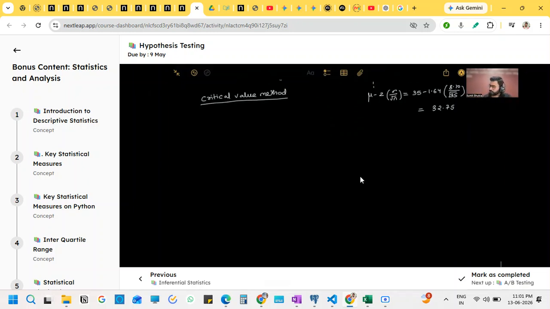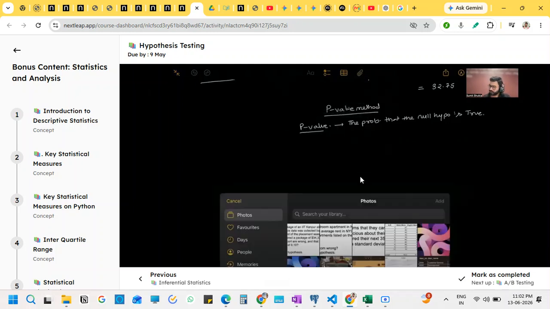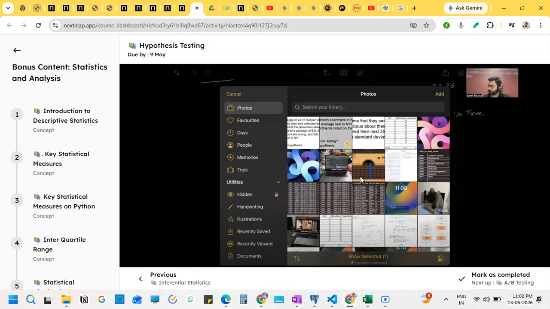Now let's talk about the p-value method. To understand the p-value method, first of all, let's understand what a p-value is. P-value is the probability that the null hypothesis is true. Now, I know this is difficult to understand in one go, so let's do one thing. Let's take a simple question, this one.